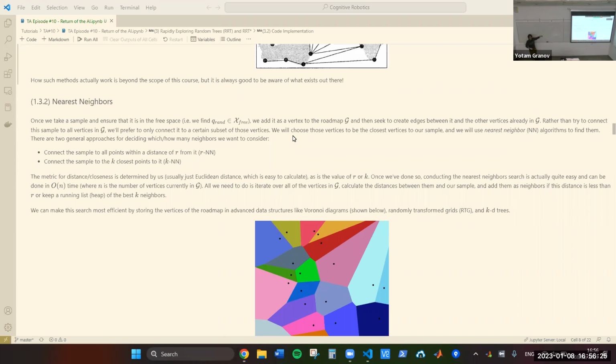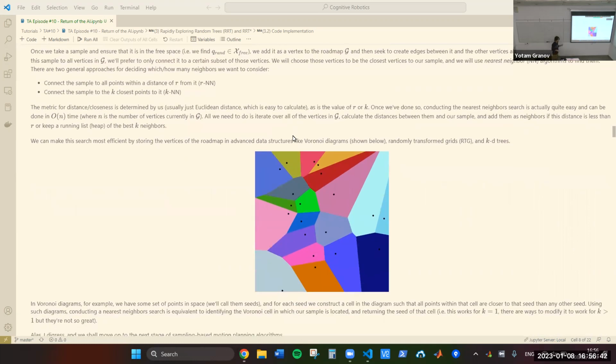For k nearest neighbors, it's a bit different because there are smarter data structures that we can use. We can get this down to log n time. So instead of looking over every single point, we can use data structures like Voronoi diagrams, which is shown here, like KD trees, which I use in my code later on. I think what's the other one? Randomly transformed grids. Yeah, we can use some nice little data structures to get a faster calculation for our nearest neighbors algorithm.